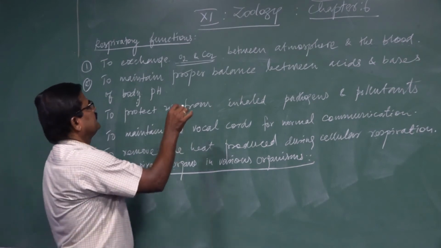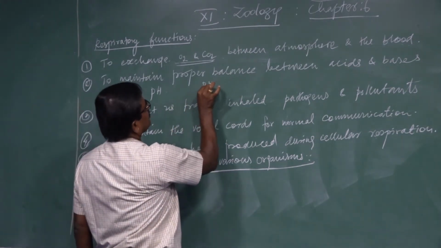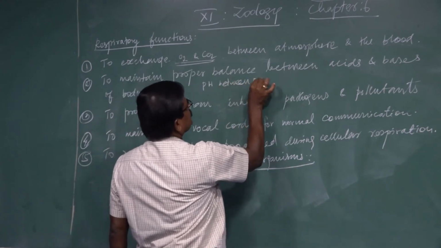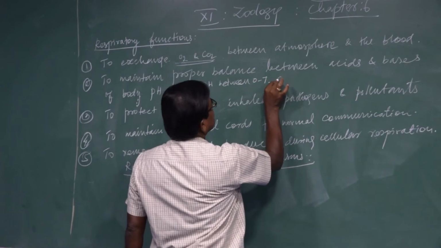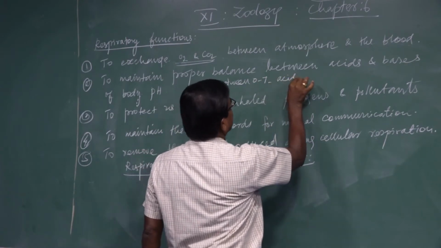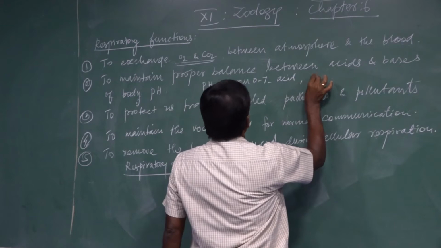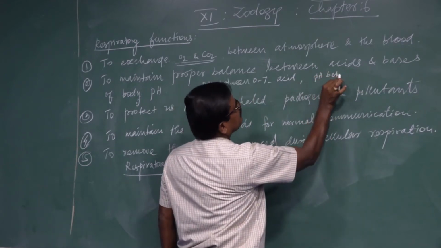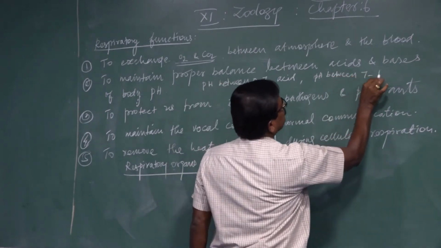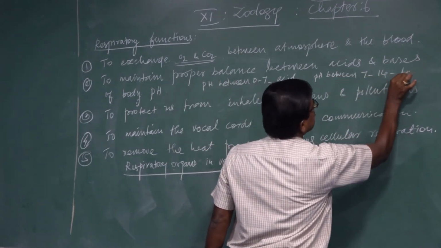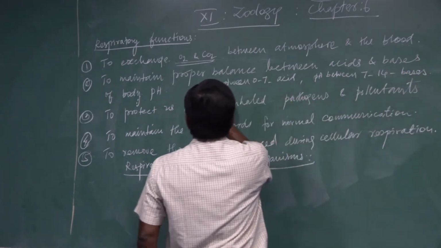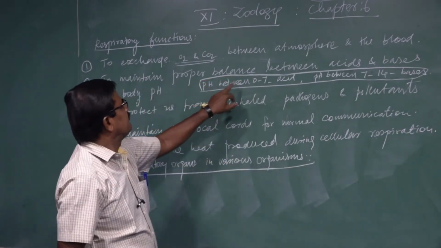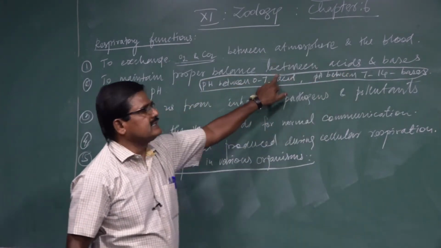We know that a pH between 0 and 7 is acidic, and a pH between 7 and 14 is basic. This should be maintained. To maintain this value, respiration is essential.